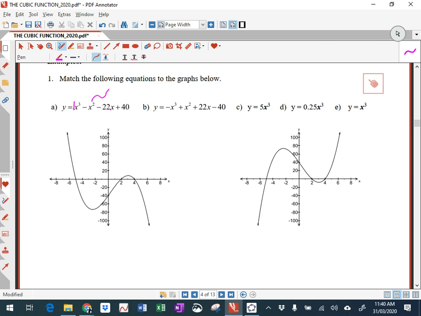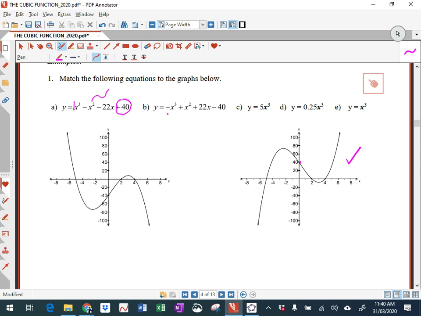I know that it goes from concave down to concave up like that. Also I'm looking at the constant term. That's the y-intercept. So I'm looking for something which goes from concave down to concave up, and it's got a y-intercept of 40. So it's got to be this one. Y-intercept of 40 and concave down to concave up. Now, what about this one?